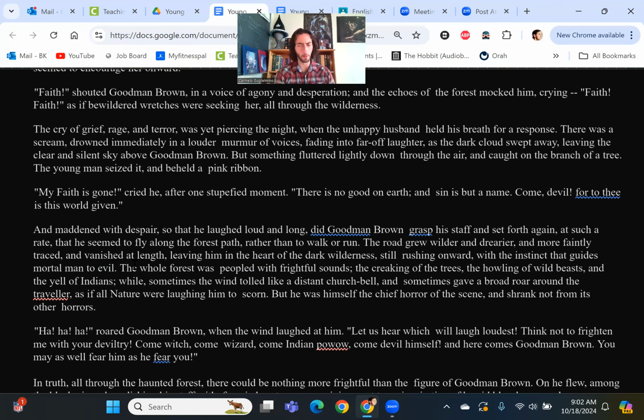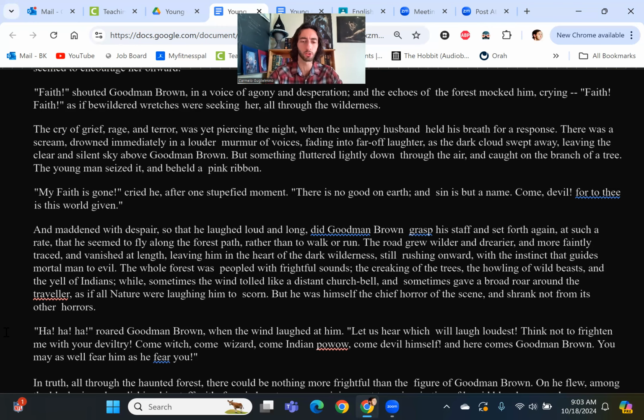What does this mean? Goodman Brown is being shown here that everyone is involved with the devil, with sin, if you want, and he takes this to mean what? There is no good on earth. Sin's but a name, right? We're all deep in sin. "Come, devil, for to thee this world is given." He understands this, but then his reaction to it is what? "And maddening with despair, and so laughing aloud, did Goodman Brown grasp the staff and set forth."